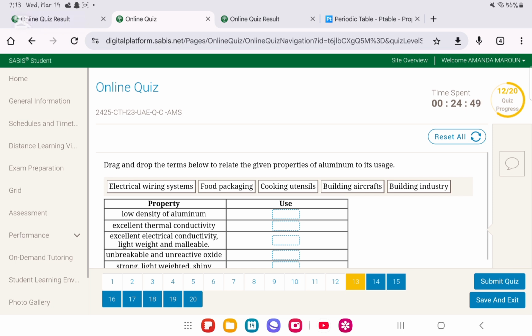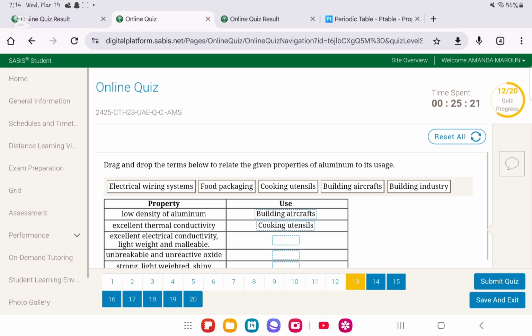If aluminium has a low density, then for sure we need it to be used in building aircraft, because aircraft need a low density to float in the air, to float with the wind, if you want. Okay, excellent thermal conductivity. When you are using excellent thermal conductivity, it has to be used in cooking utensils. So using a pot, for example, you use metal because it has excellent thermal conductivity to cook the food.